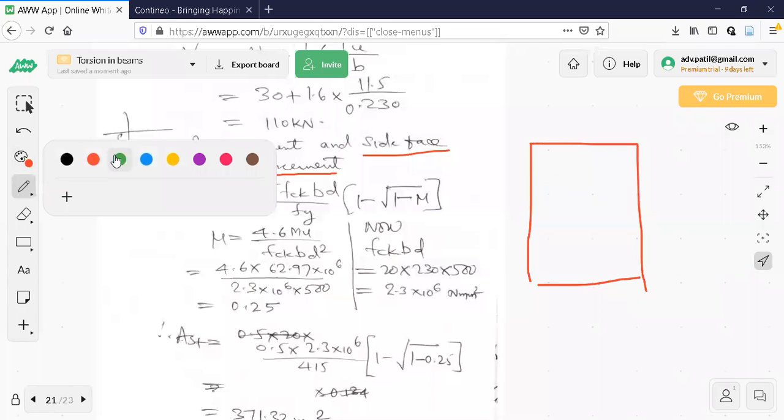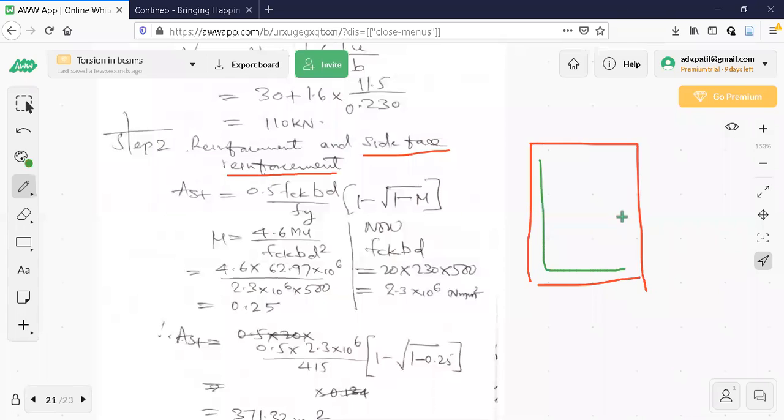Side face reinforcement, this term comes only if the beam is subjected to combined torsion as well as moment. Now, these are the usual positions of the steel rods in case of a simply supported beam. These are hanger bars, these are main bars. Side face reinforcement means, because of the torsion, I should provide steel rods here also. How to calculate this? I'll show you later on.